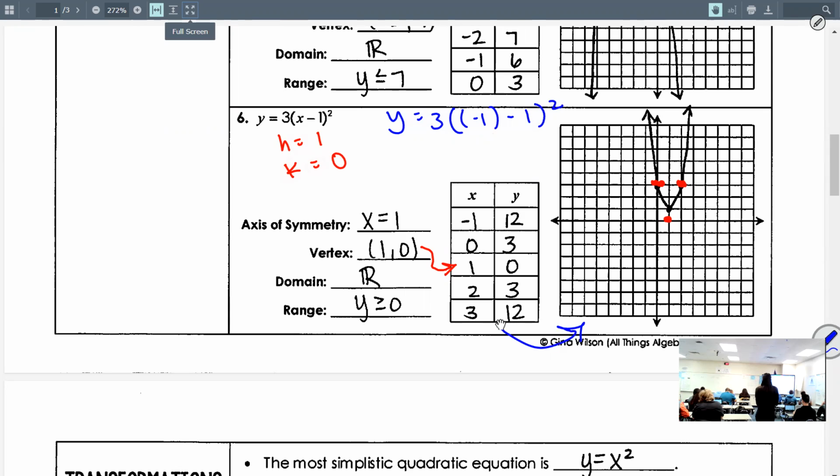Domain is always all real numbers. That's another way to write it. And then range, you'll always have at least one boundary. So look at where the graph stops. It stops at y equals 0, and these y values are greater or less than 0? Greater. You can also just memorize that positive parabolas are always y greater than or equal to. Good. Ready to move on a little bit?